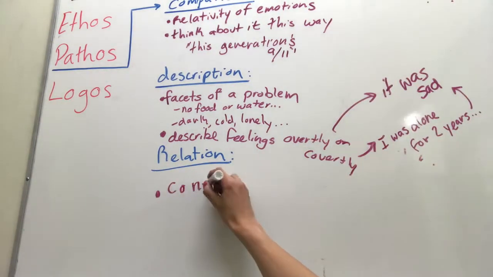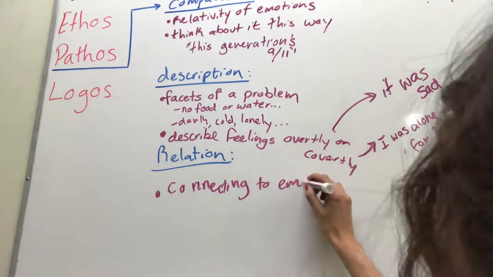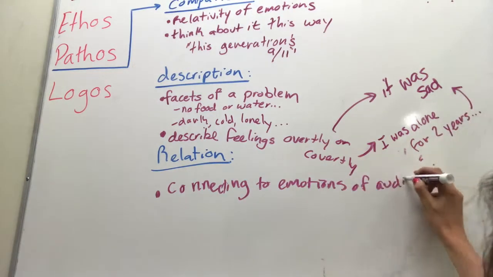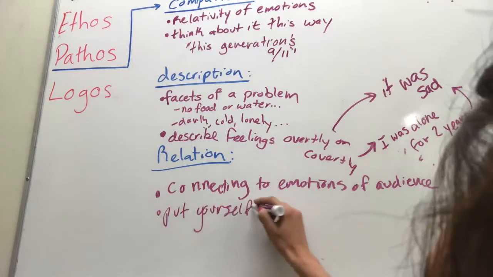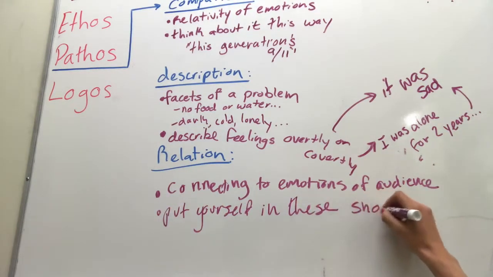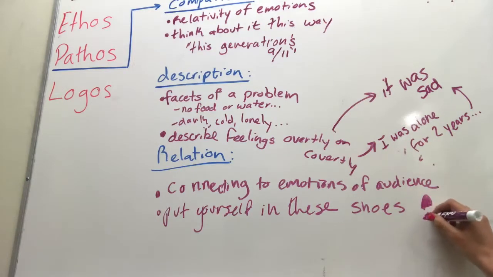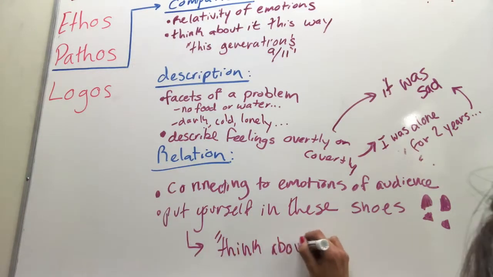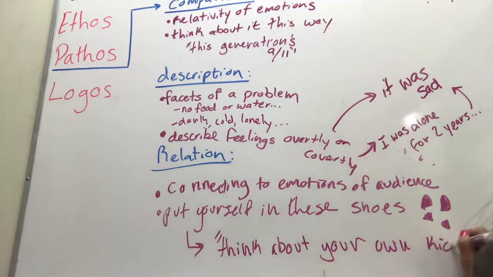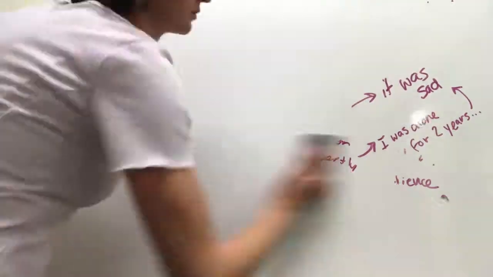The last way to engage pathos is through relation. So this is connecting to emotions of your audience. It's sort of like the comparison before, but a way you do this is saying, put yourself in these shoes, or think about your own kids, or asking the audience to relate as deeply as they can to whatever you're trying to persuade them about.